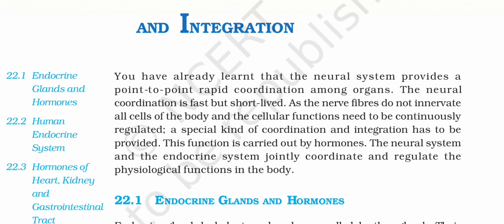The neural coordination is fast but short-lived, as the nerve fibers do not innervate all cells of the body and the cellular functions need to be continuously regulated. A special kind of coordination and integration has to be provided. This function is carried out by hormones. The neural system and the endocrine system jointly coordinate and regulate the physiological functions in the body.